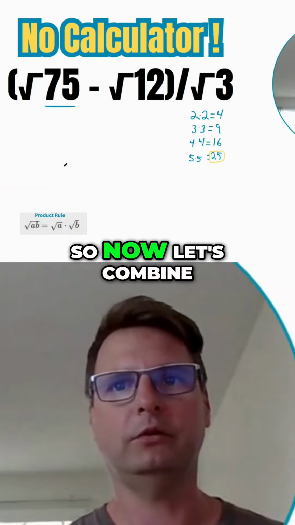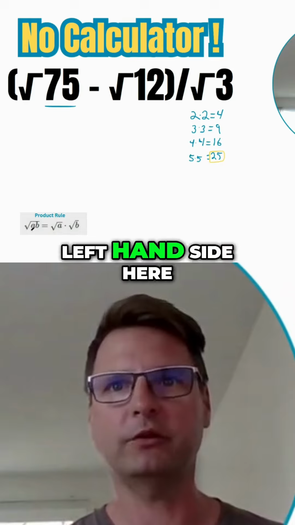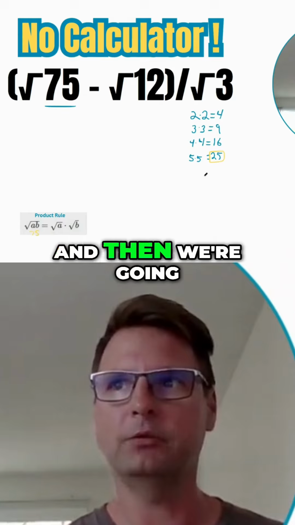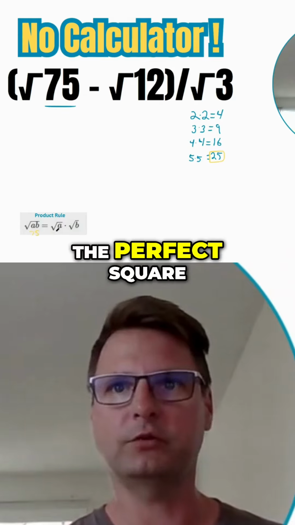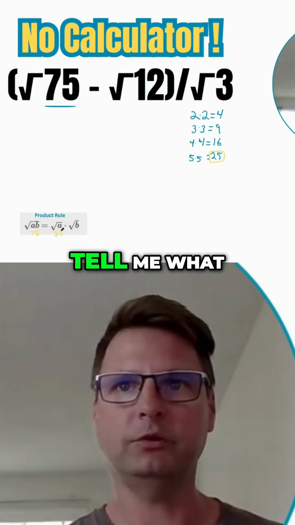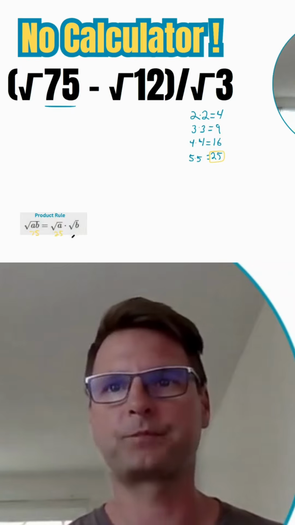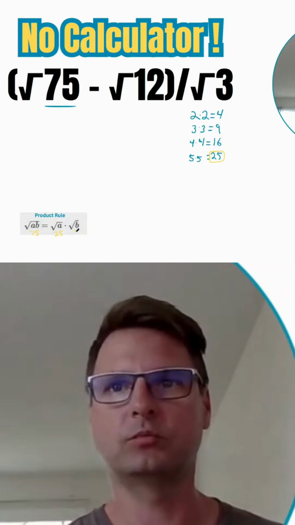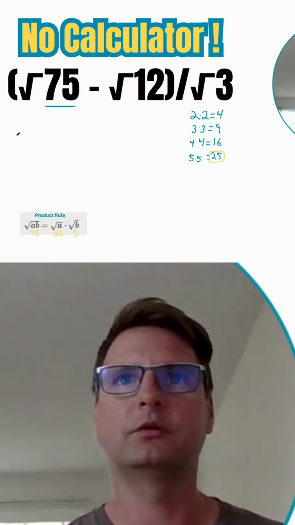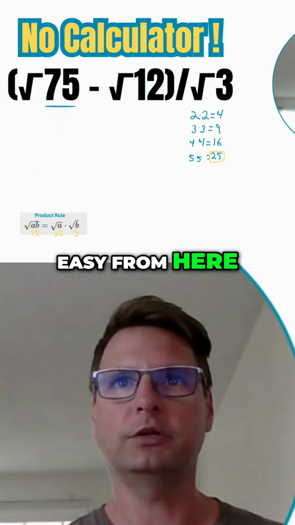Okay, so now let's combine that with the product rule. The way we do that is, the left-hand side here, we always start with our big number, which is 75. And then we're going to try 25, the perfect square, and let that be our A number. Can you tell me what you multiply 25 by to get 75? 3, right? Like 3/4 is 75 cents. Okay. Awesome. Now it's really easy from here.